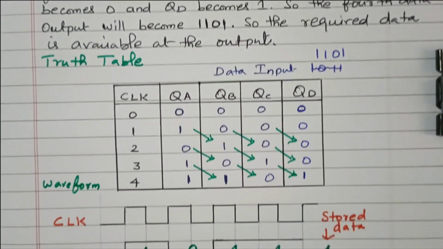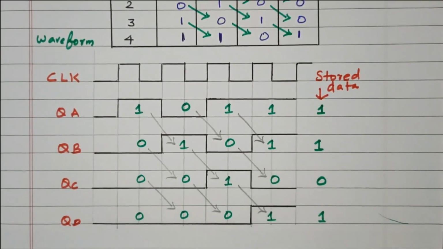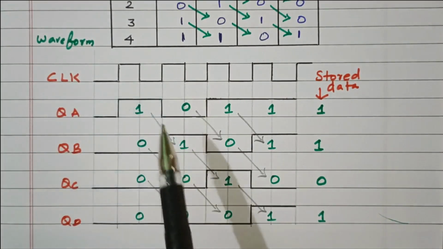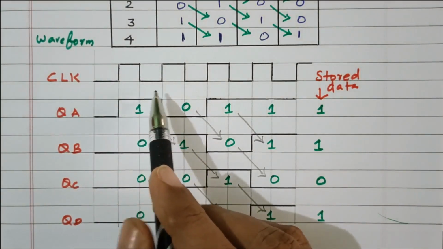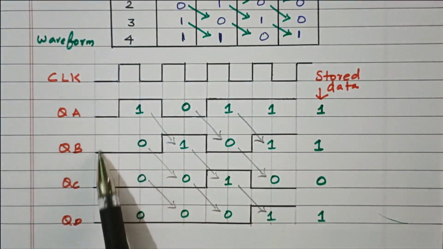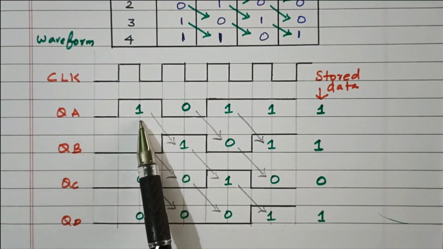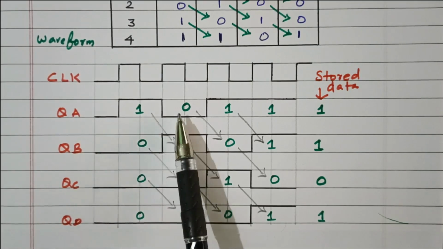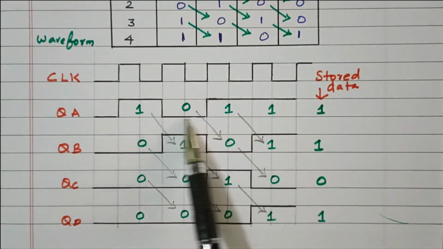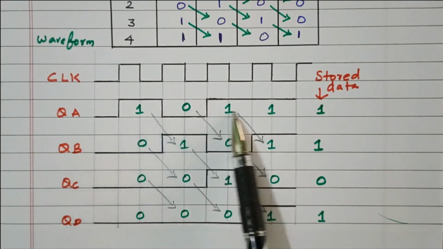Now we'll see the waveform: the clock pulse along with the 4 different outputs. This is the waveform. This is the clock pulse, and we are applying 4 clock pulses: 1, 2, 3, 4. Initially all are 0. The data we need to transfer is 1, 0, 1, 1 starting from the LSB. First 1 is applied, so it becomes 1, 0, 0, 0.